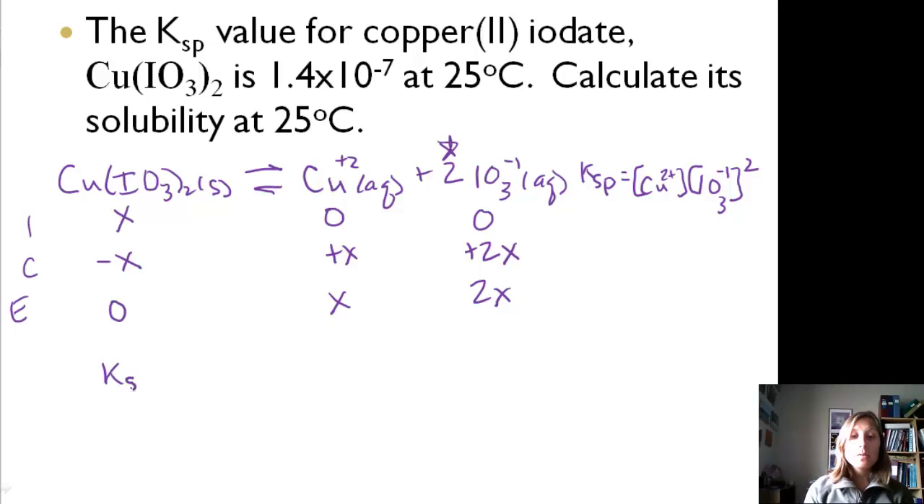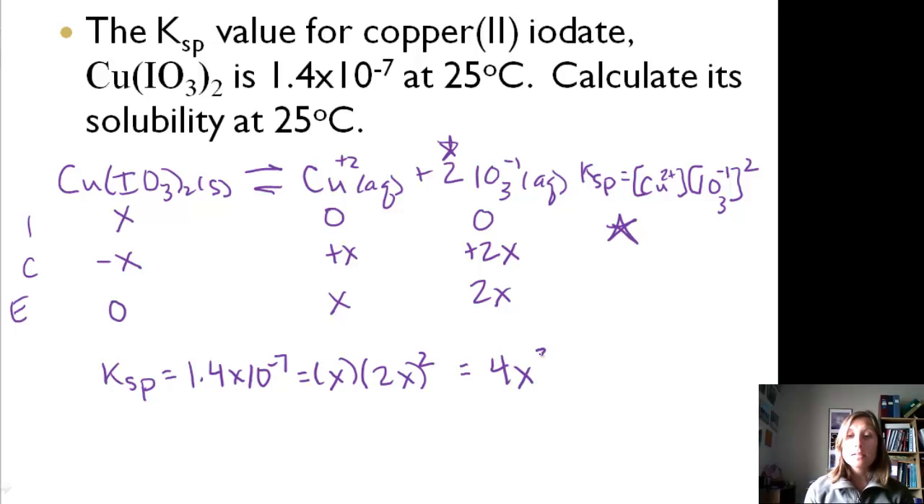So now if we plug that into our Ksp, which we know equals 1.4 times 10 to the negative 7, that's equal to, from up here, our copper, which is X, times our iodate, which is 2X, and that gets squared. So this ends up being 4X cubed. And if we solve for X, we get that X equals 3.3 times 10 to the negative third molarity, and that's our solubility for copper iodate.